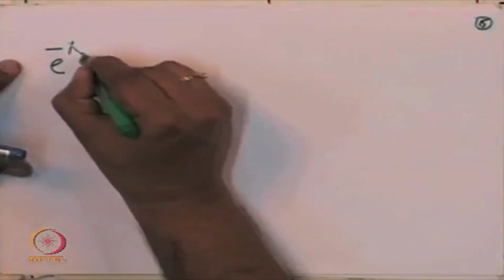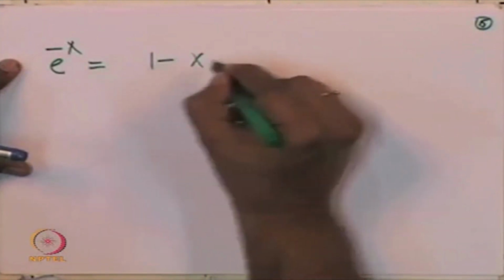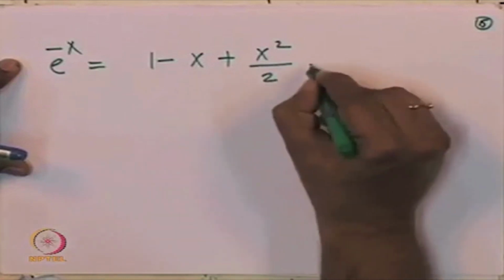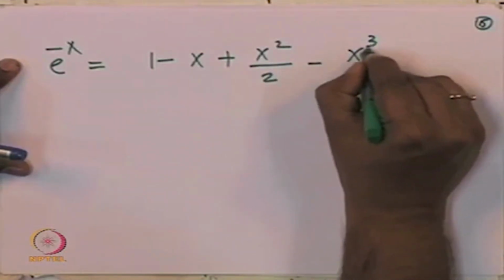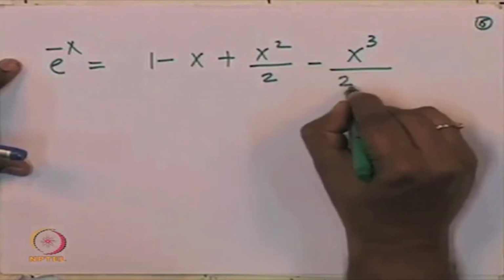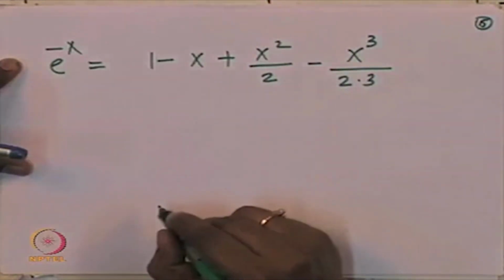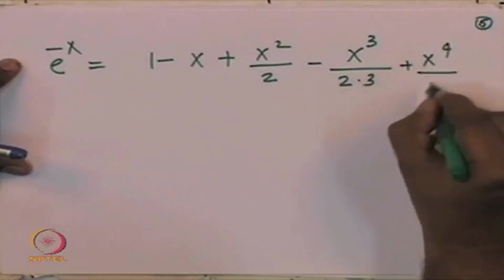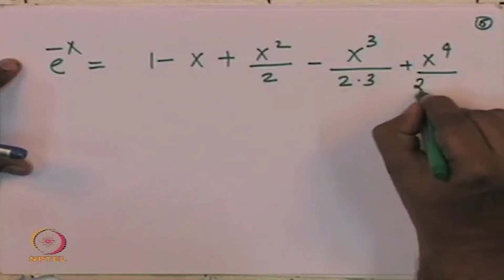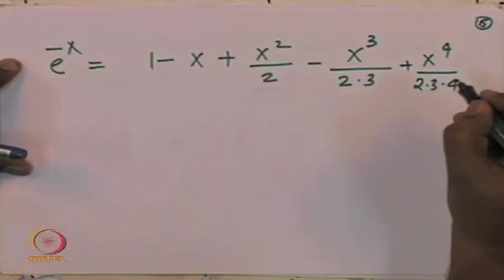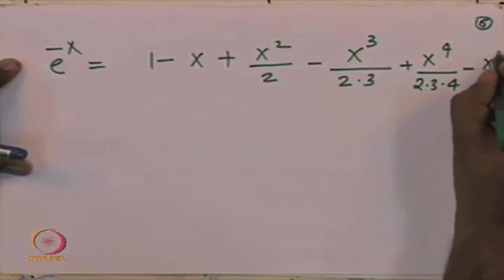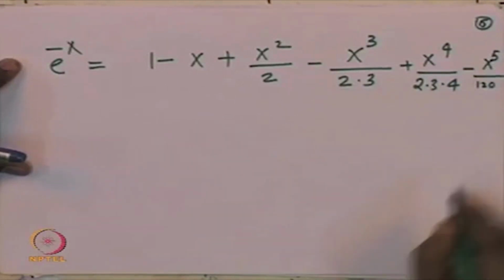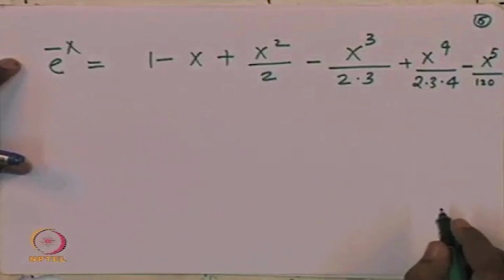E power minus x is 1 minus x plus x square by 2 minus x cube by 6, where 6 is 2 times 3, plus x power 4 by 24, where 24 is 2 times 3 times 4, minus x power 5 divided by 120. 120 turns out to be 2 times 3 times 4 times 5.